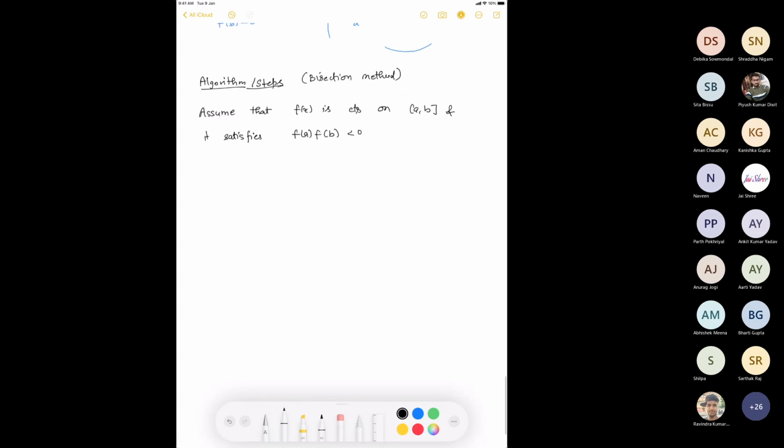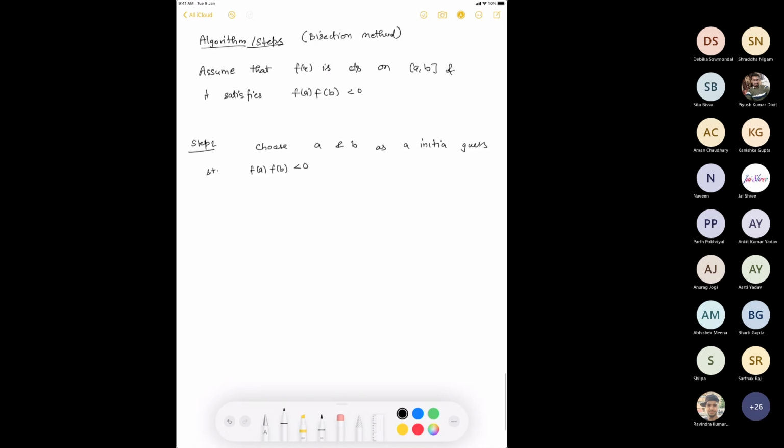Okay, so step one is that we have to choose A and B as an initial guess such that f(a) and f(b), the product of this, is strictly less than 0. That is basically what we are doing by requiring this condition: we are bracketing the root. Okay, now let's take a figure and then I'll explain there and simultaneously I'll write the steps.